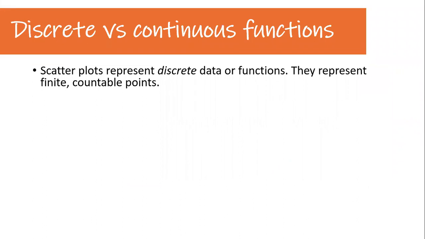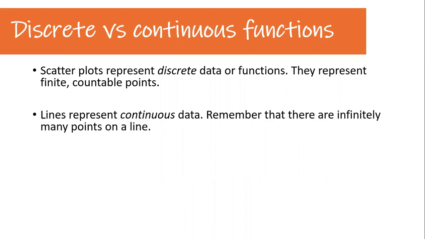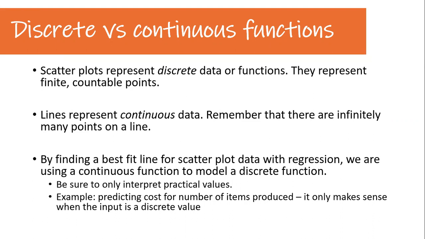Now, just as a side note, our scatter plots are considered discrete data. We have certain values of X and certain values of Y that are given. They represent discrete data points. So they're little points that are finite, they're countable, and you can see their values. On the other hand, when we draw a line, we're talking about continuous data. Remember, there are infinitely many points on any straight line. When we're doing regression and we're finding that line of best fit, we are applying a continuous model to discrete data. Usually that's not going to be a big deal, but sometimes we have to stop and think about our output and whether it makes sense.